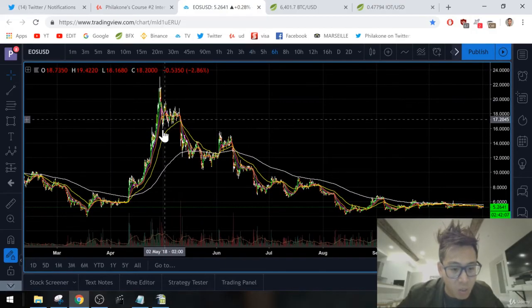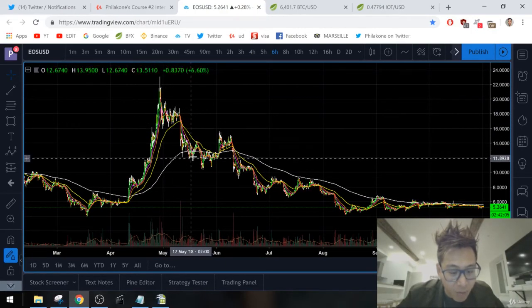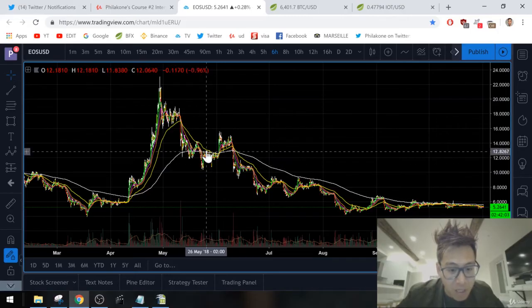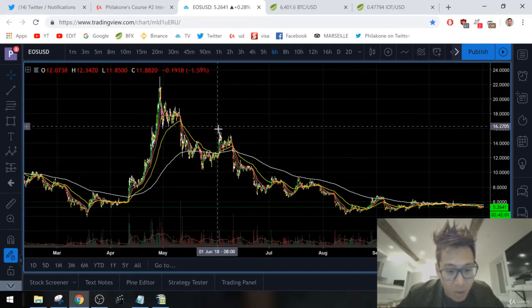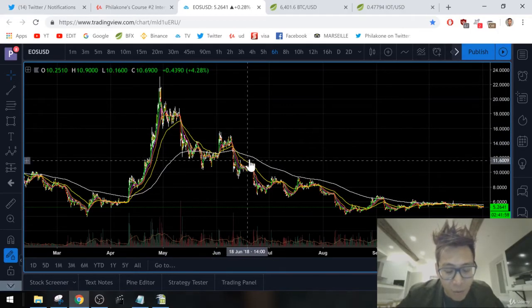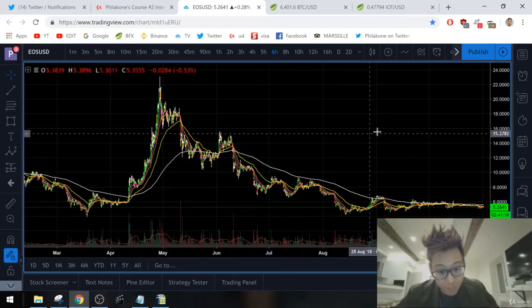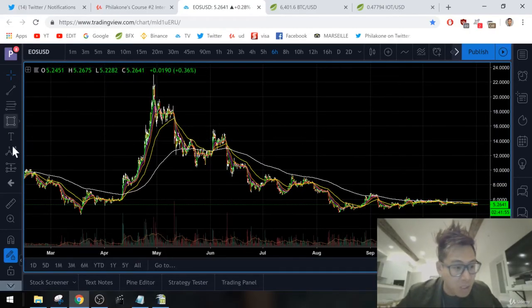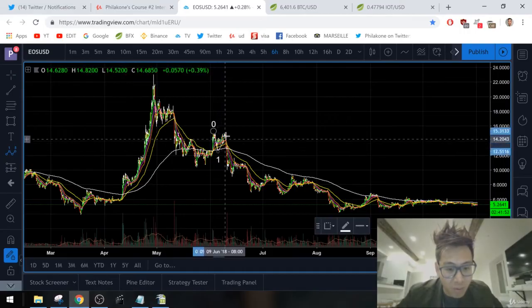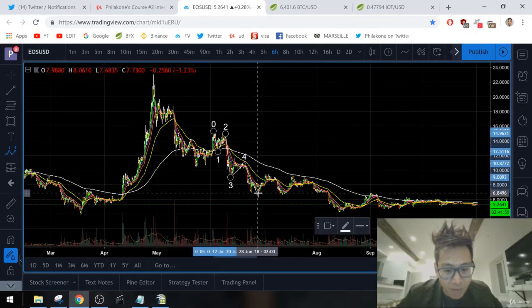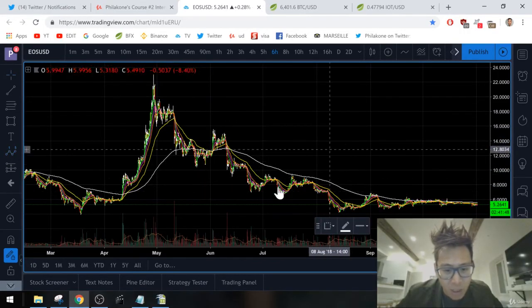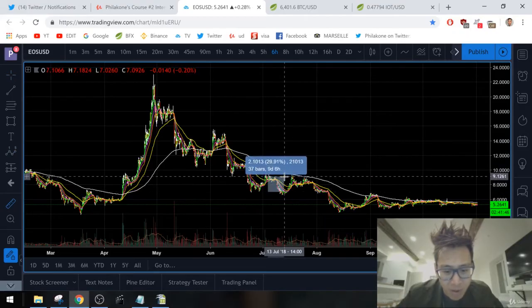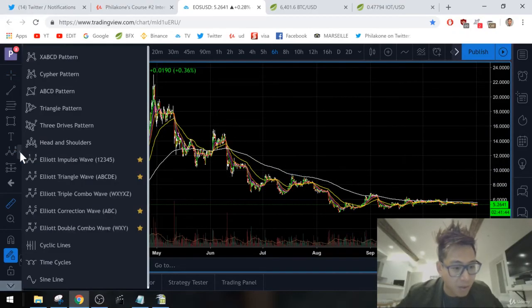So we're going to say this is 1, 2, 3, 4, and 5. This makes A, B, C, and now we go 1, 2, 3, 4, and 5 coming down, right? Makes sense? So now that we say that this is the final 1, 2, 3, 4, and 5 coming down, right? It's obviously attempting to make an impulse wave up there.